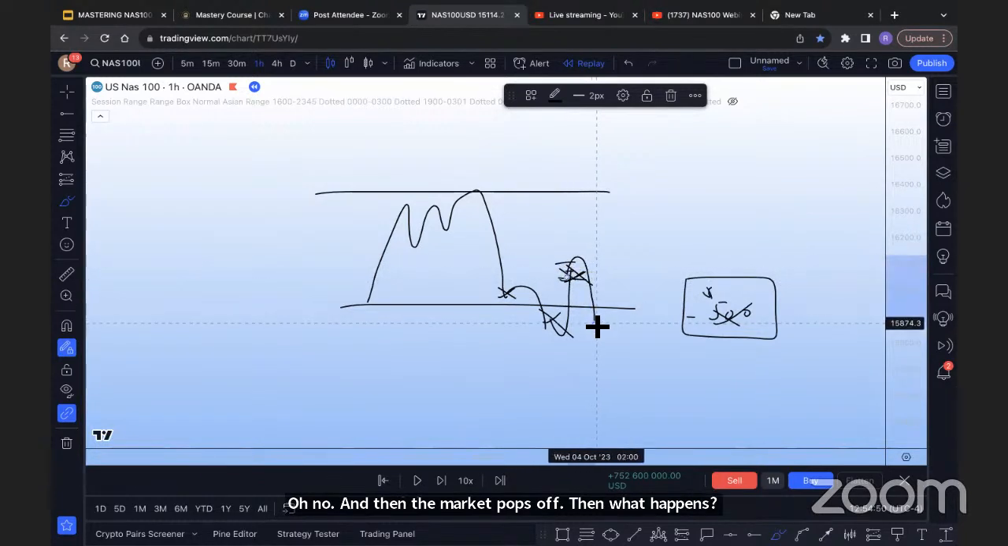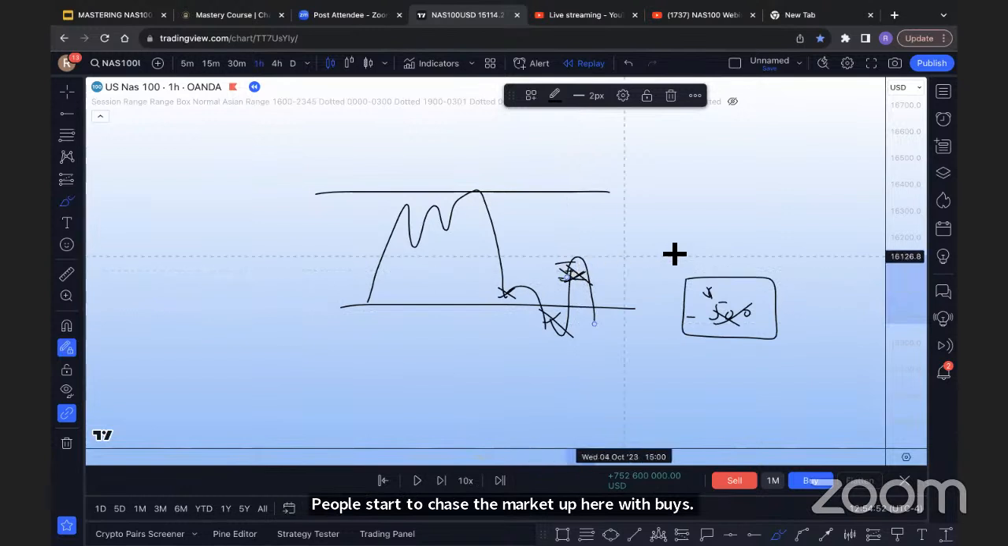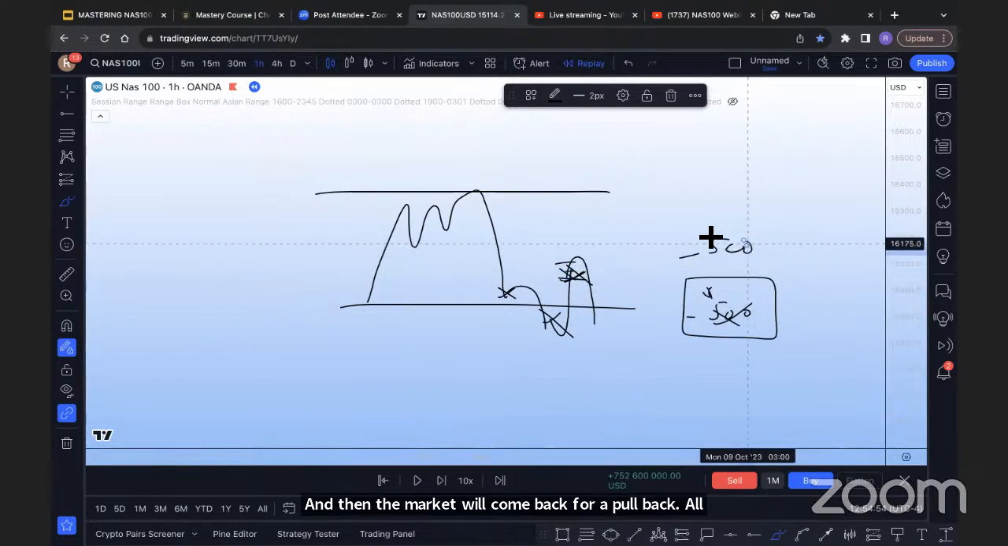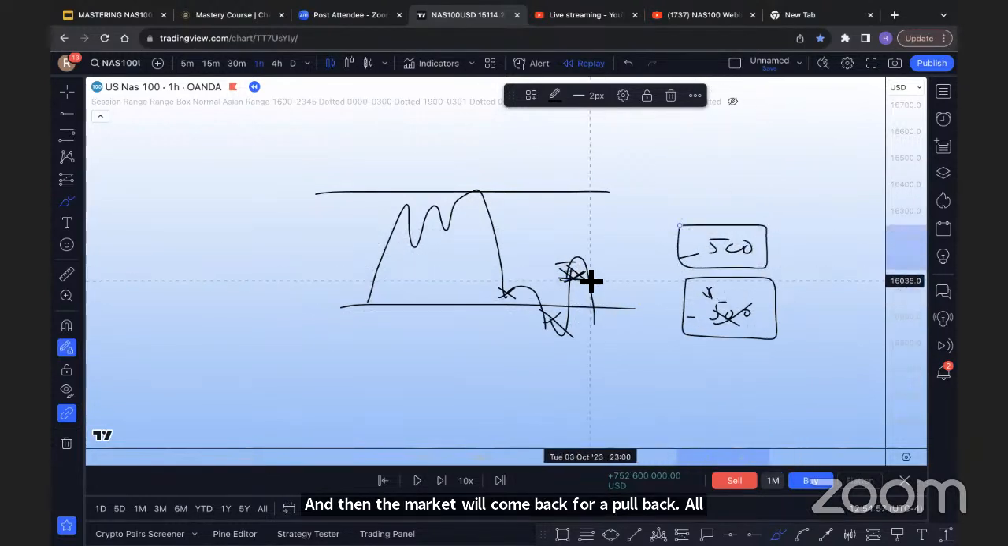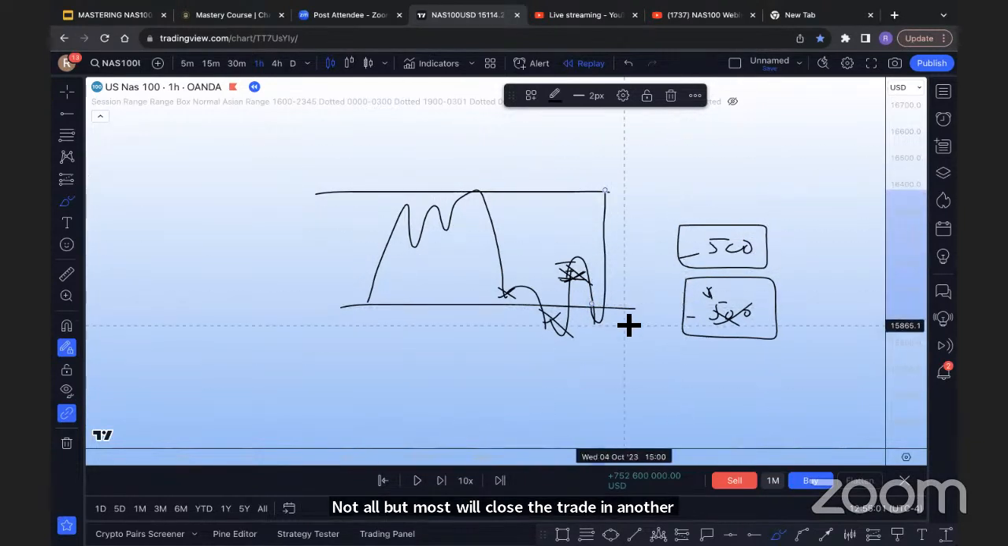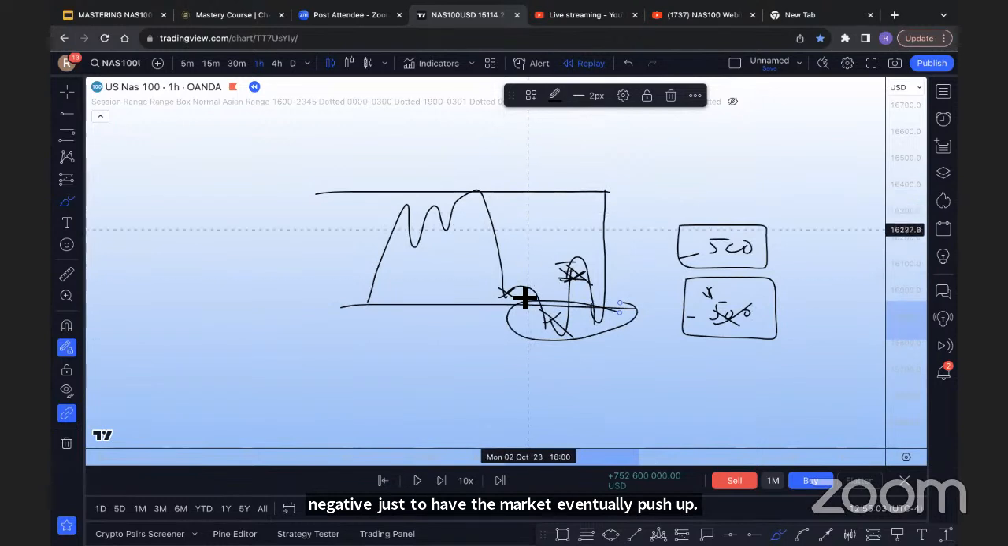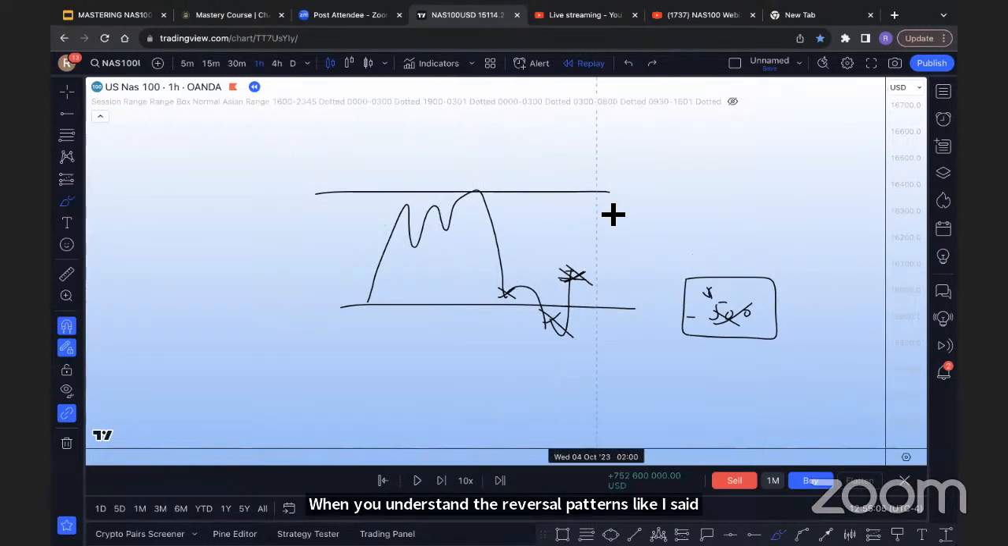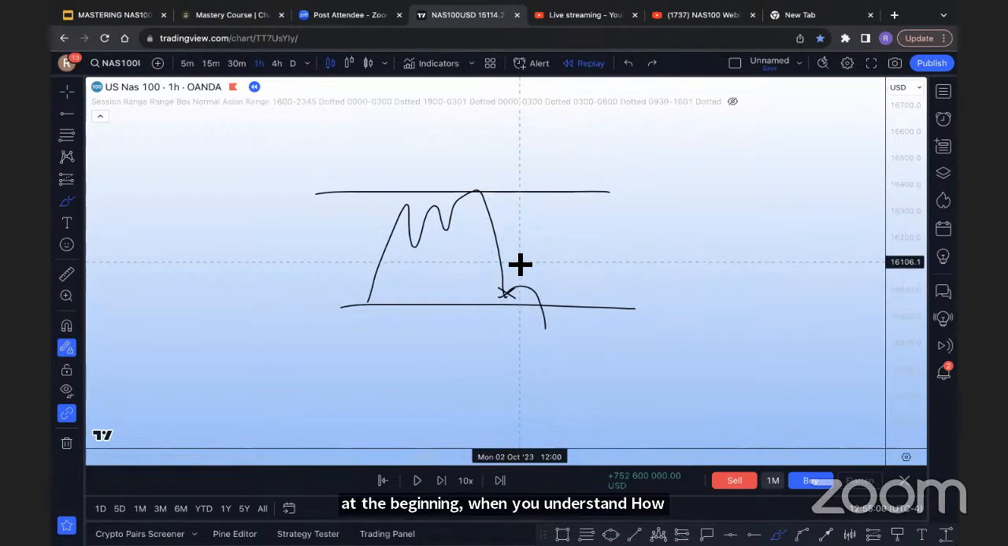And then the market will come back for a pullback. All these people will close the trades. Not all, but most will close the trade in another negative just to have the market eventually push up. When you understand the reversal patterns, like I said at the beginning, when you understand how consolidations really work, you won't fall into the same traps.